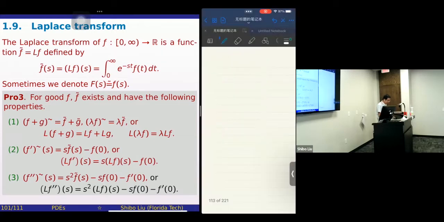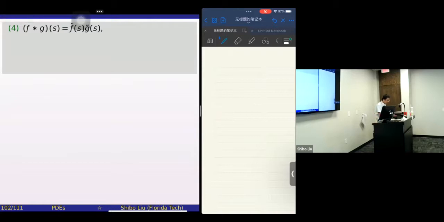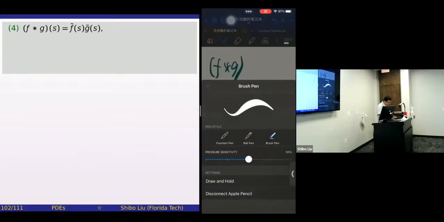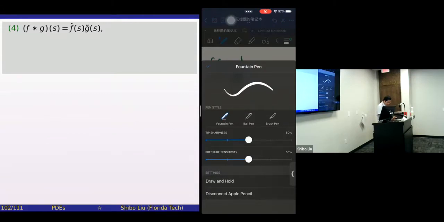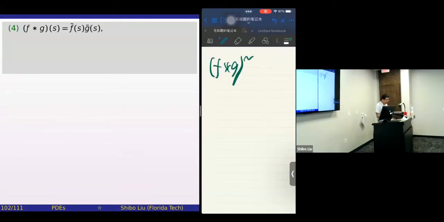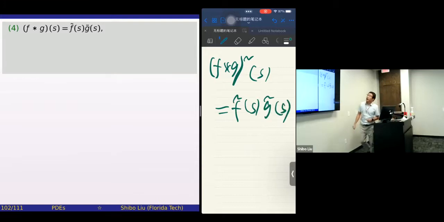We don't have time to prove them here. Now, the next property is about convolution. F star G, star is convolution. I will explain what star is. The Laplace transform of the convolution of f and g equals the multiple of the Laplace transforms. Okay, I have misplaced that. I'm missing the tilde for the convolution.